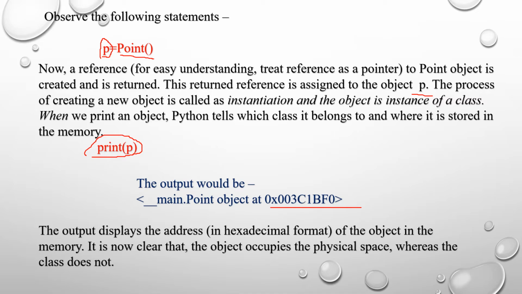The output displays the address in hexadecimal format of the object in the memory. It is now clear that the object occupies physical space, whereas the class does not.